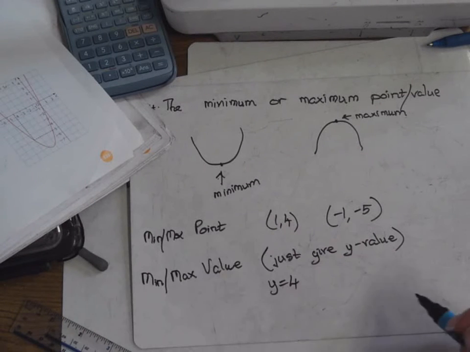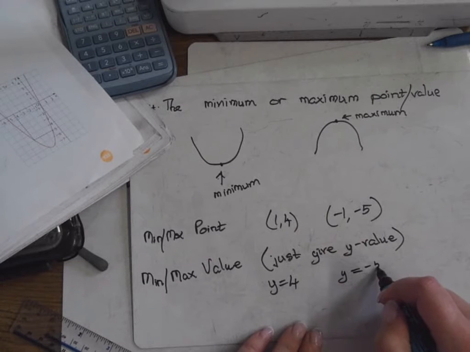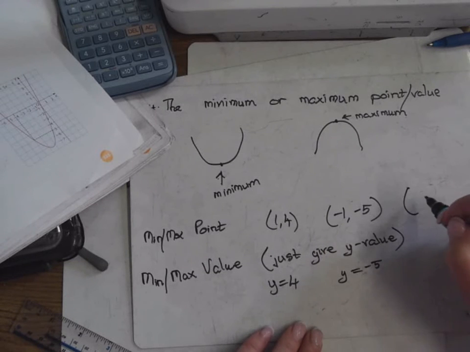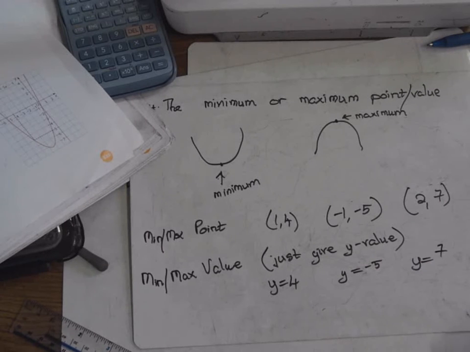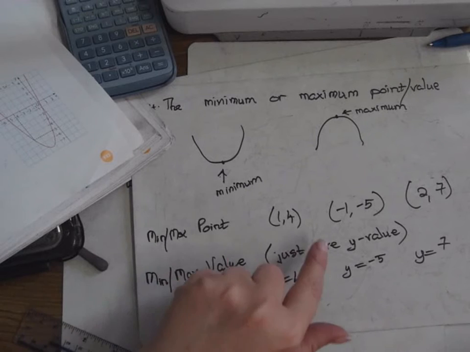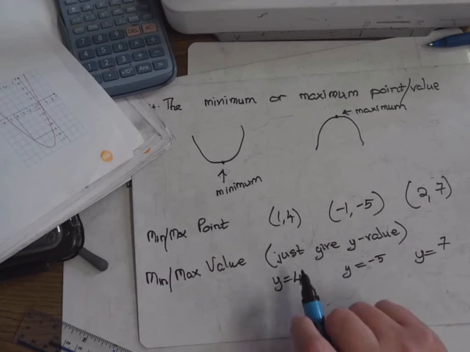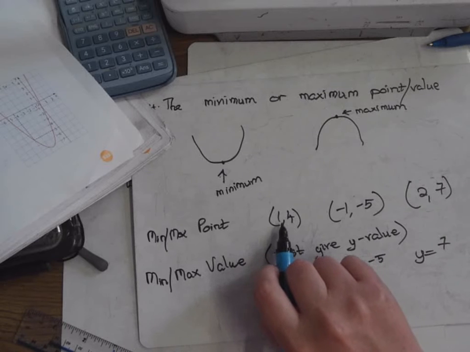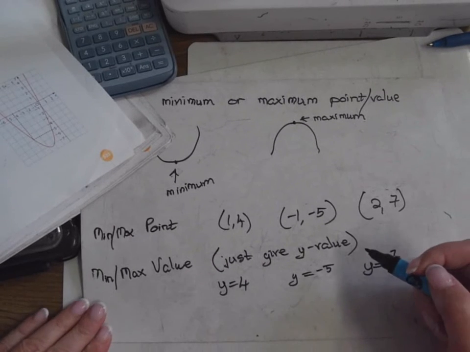What would I give here? Y equals -5. If I had another point that was 2, 7, what would I give? Y equals 7. Okay? So if they just ask you for the value, you just give the 1. If they ask you for the point, you give the coordinates of the point. Is that okay? Right, the y value is always the second. This is x, this is y. X, y on your points. Yeah, sorry.